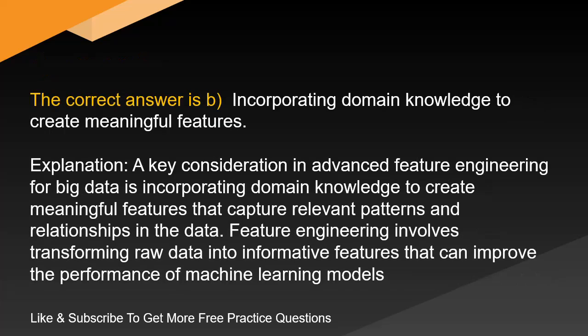The correct answer is B. Incorporating domain knowledge to create meaningful features. Explanation. A key consideration in advanced feature engineering for big data is incorporating domain knowledge to create meaningful features that capture relevant patterns and relationships in the data. Feature engineering involves transforming raw data into informative features that can improve the performance of machine learning models.